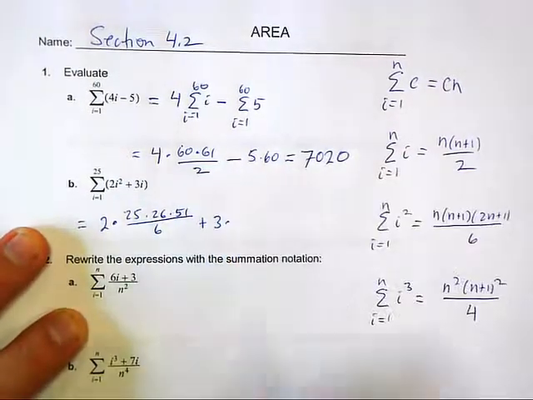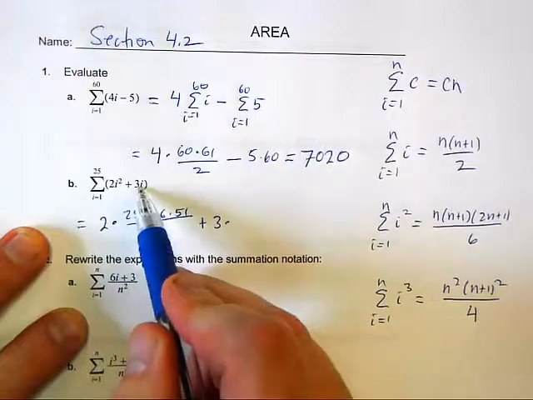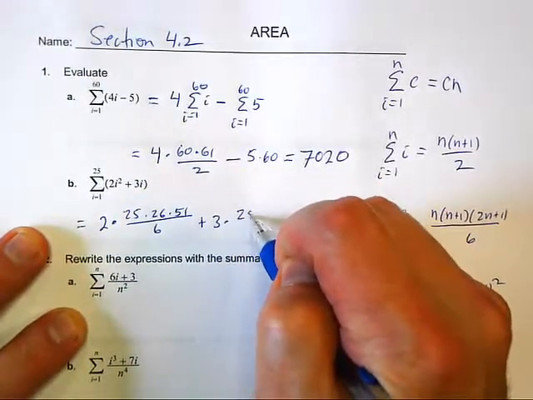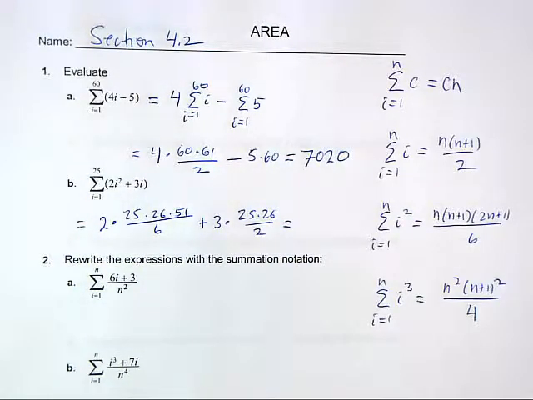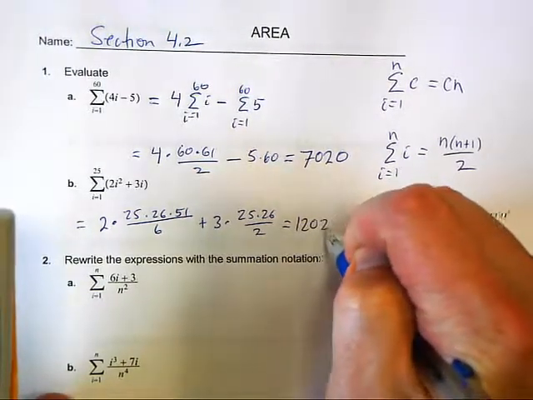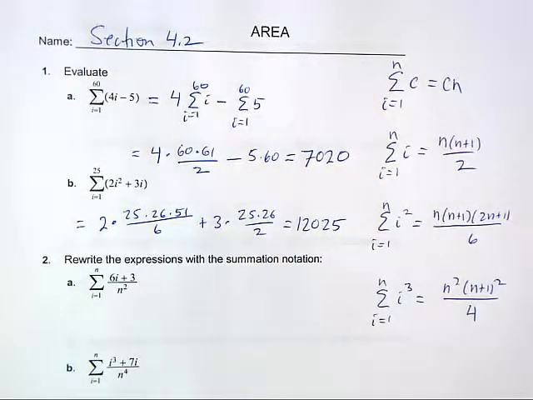plus 3 times the sum from i equals 1 to 25 of i. I go back to this formula again. 25 times 26 divided by 2. I grab my calculator. 2 times 25 times 26 times 51 divided by 6, plus 3 times 25 times 26 divided by 2. I get 12,025. Questions on that one?